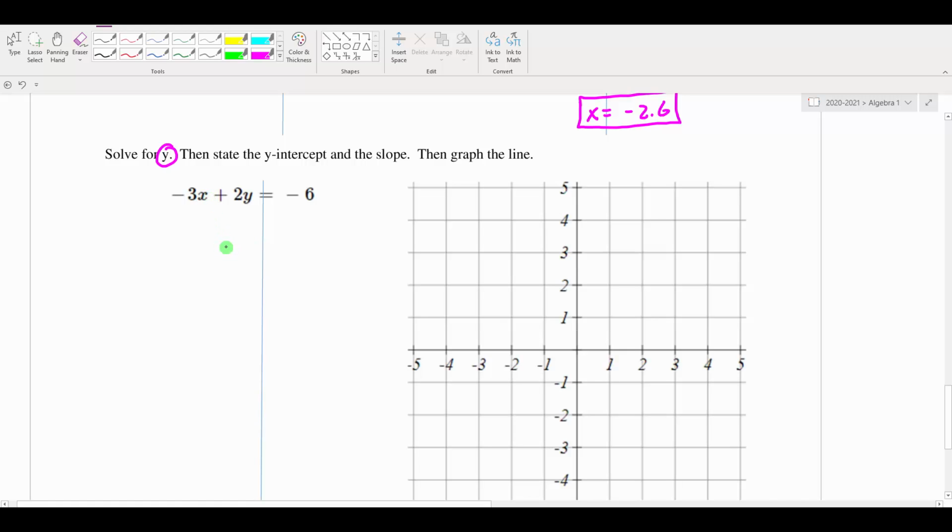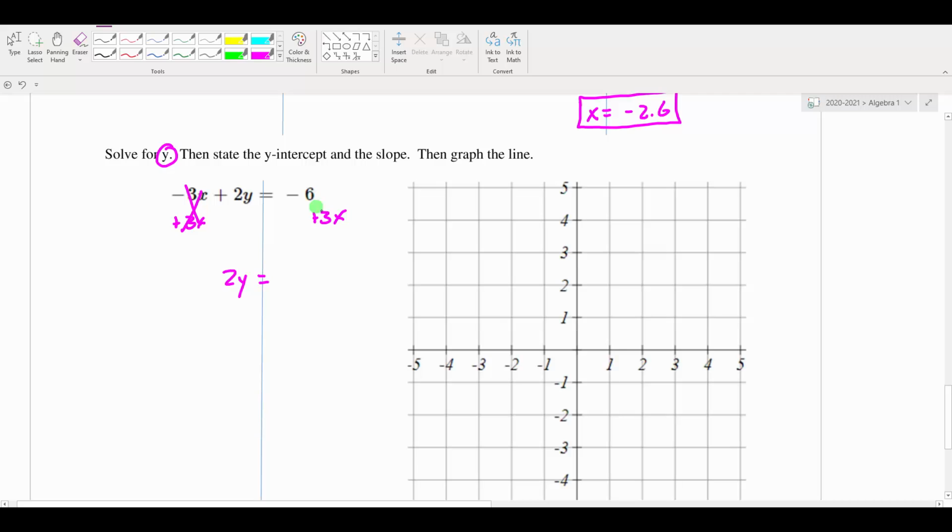So like I said, anything that's not a y needs to move over. So I'm going to start with this negative 3x. The opposite would be positive 3x. I'm going to add 3x to both sides. These cancel. Now all that's left is 2y.